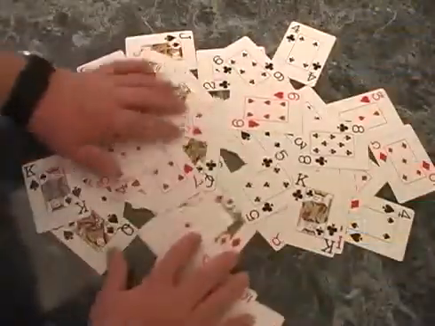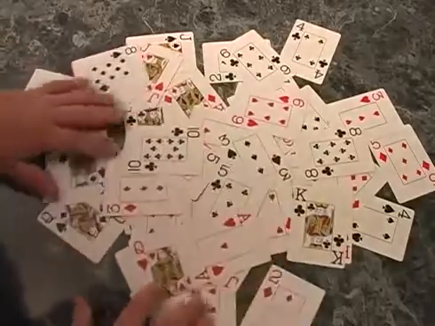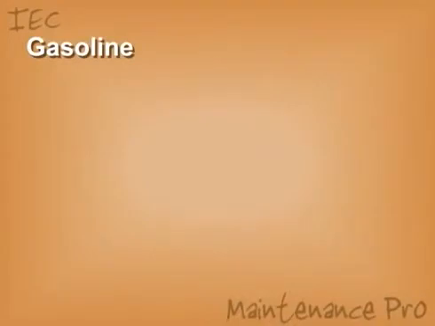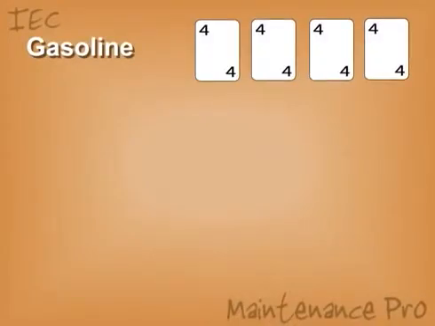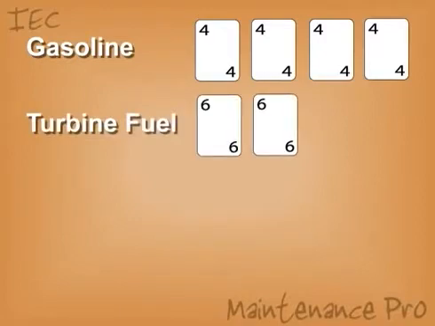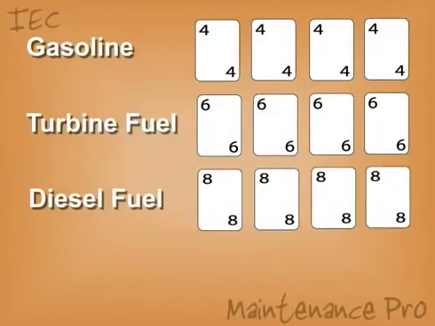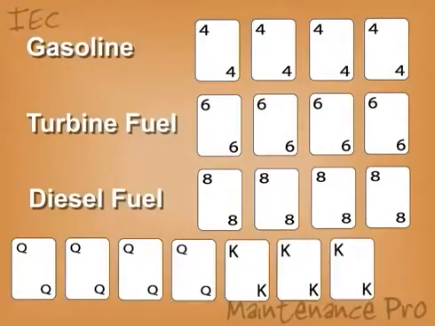Think of crude oil as a bunch of shuffled up playing cards. The gasoline is the 4s. The turbine fuel is the 6s. The diesel fuel is the 8s. And the fractions with the highest boiling ranges are the kings and queens. The separation takes place in fractionating columns.